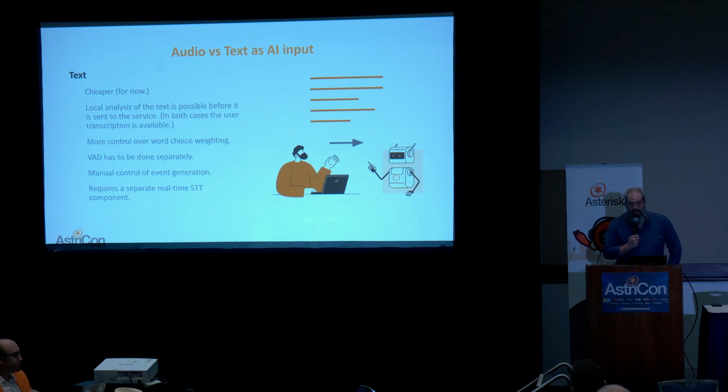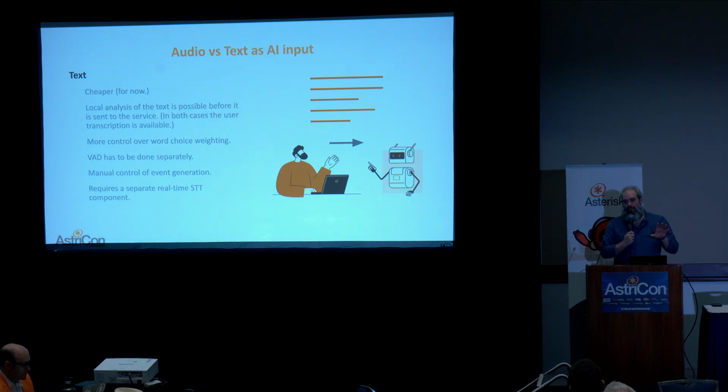Okay. Text is cheaper, as it says, for now. When I first wrote this, using full text versus voice was about, I think, 97% cheaper to use text instead of voice in this model. OpenAI has since reduced their prices significantly, so it's more like a 50 to 60% savings instead of 97%, but it is still cheaper.